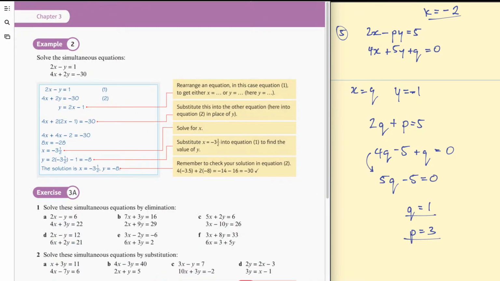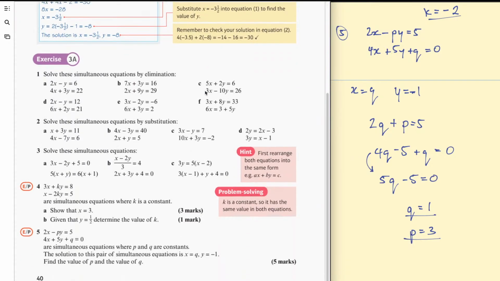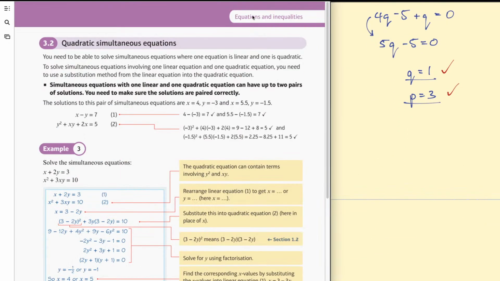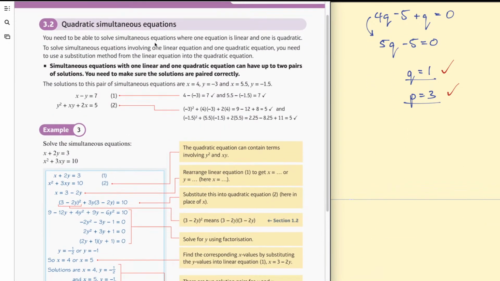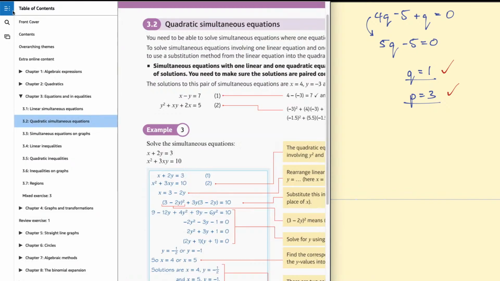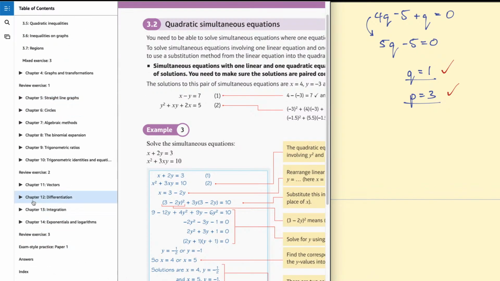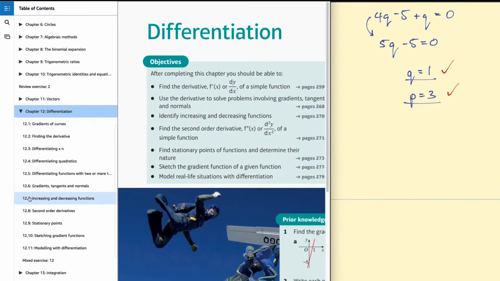What do you think? Do you think that was worth 5 marks? I mean, it's a little bit different to the previous questions, but not that different, really. Anyways, quadratic simultaneous equations. Limits. Do they talk about limits? No, I don't think so.